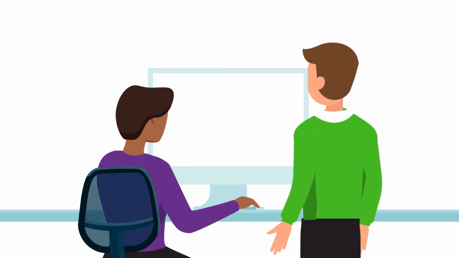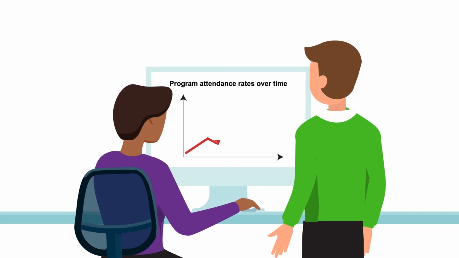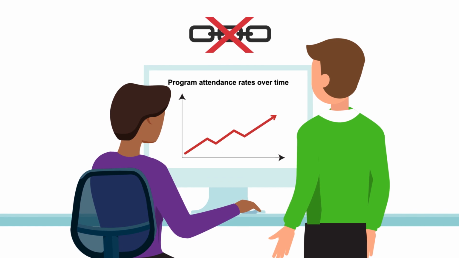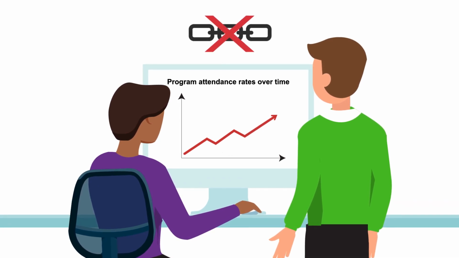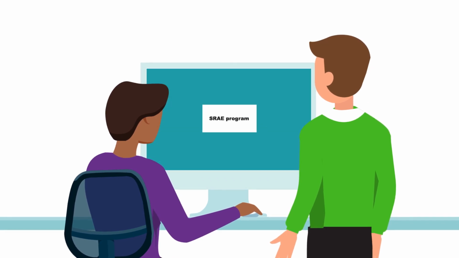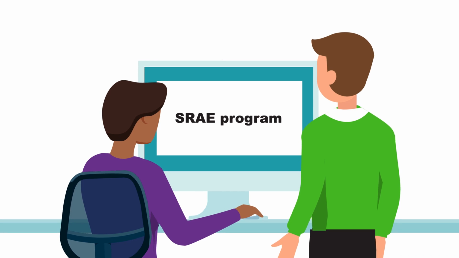For example, if you want to report average program attendance rates or aggregate changes in outcomes you are measuring over time, you don't need to be able to connect individual data points to specific youth. But you might be interested in using your organization's data to learn more about your SRAE program than a standard analysis of performance measures can tell you.